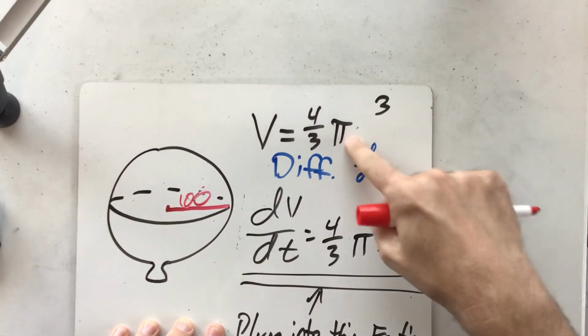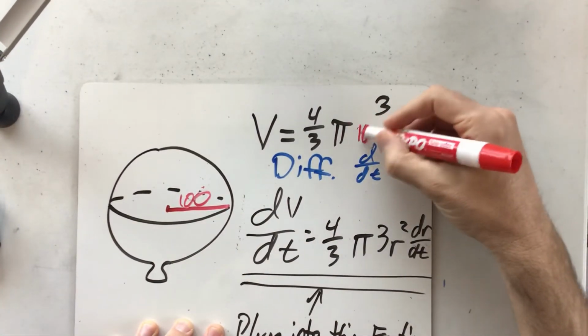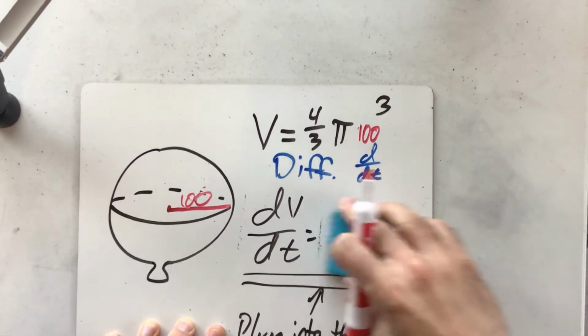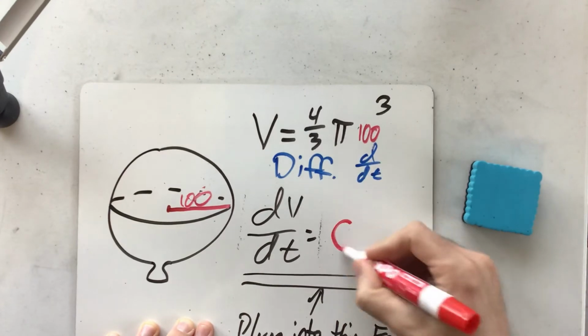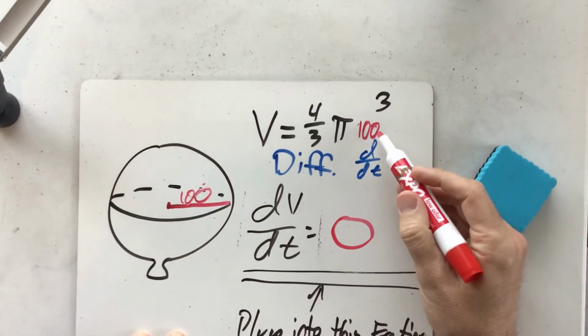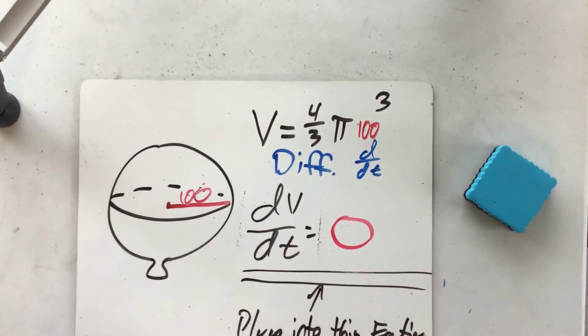And so then they would come over here and they would write pi times 100 cubed, and then they would be really confused because when they take their derivative, this part all becomes 0 over here because there's no variable left to take a derivative of. So this is an important distinction.